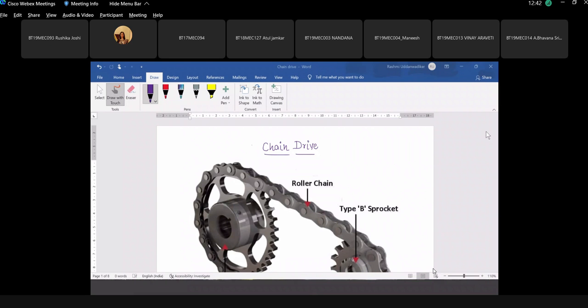I can't think of it, ma'am. Okay. Pushparaj, 85. Yes, ma'am. Where have you seen chain drives? In motorcycles, ma'am. Motorcycles, yes.